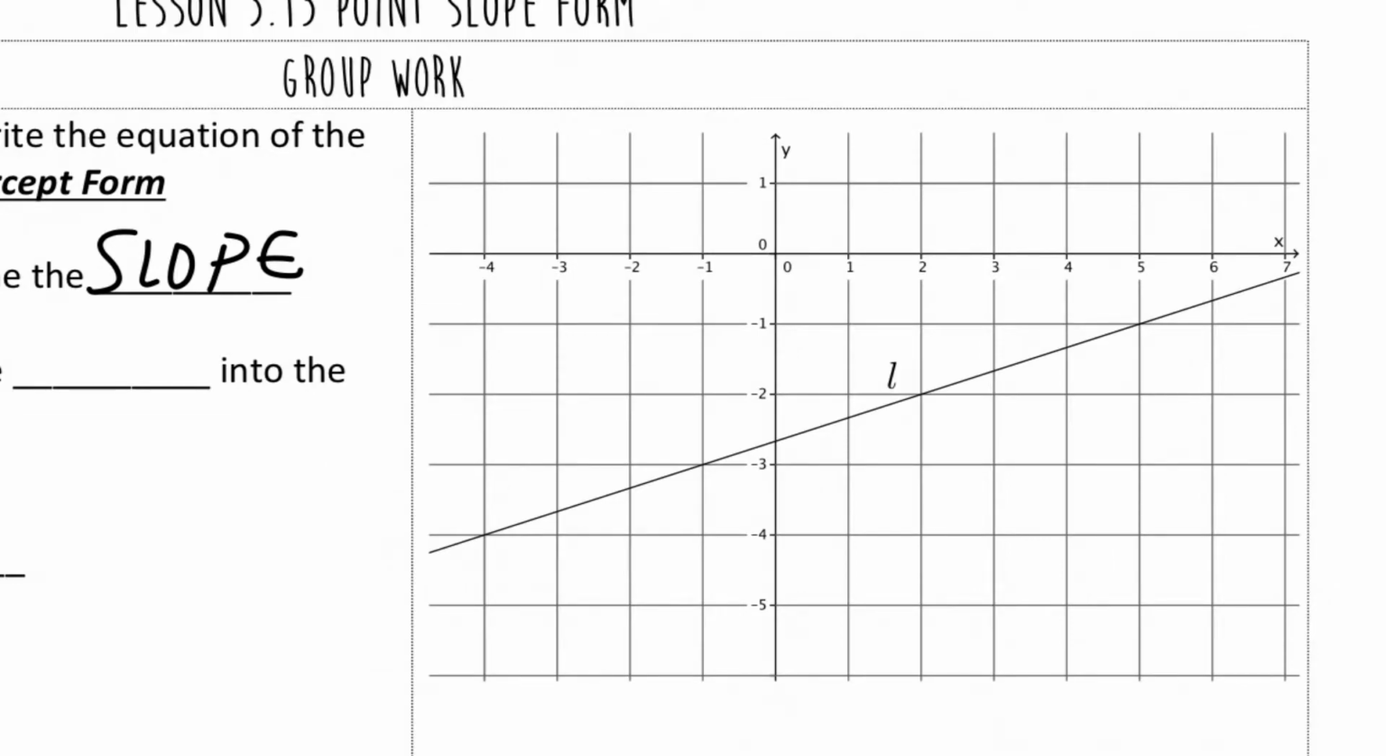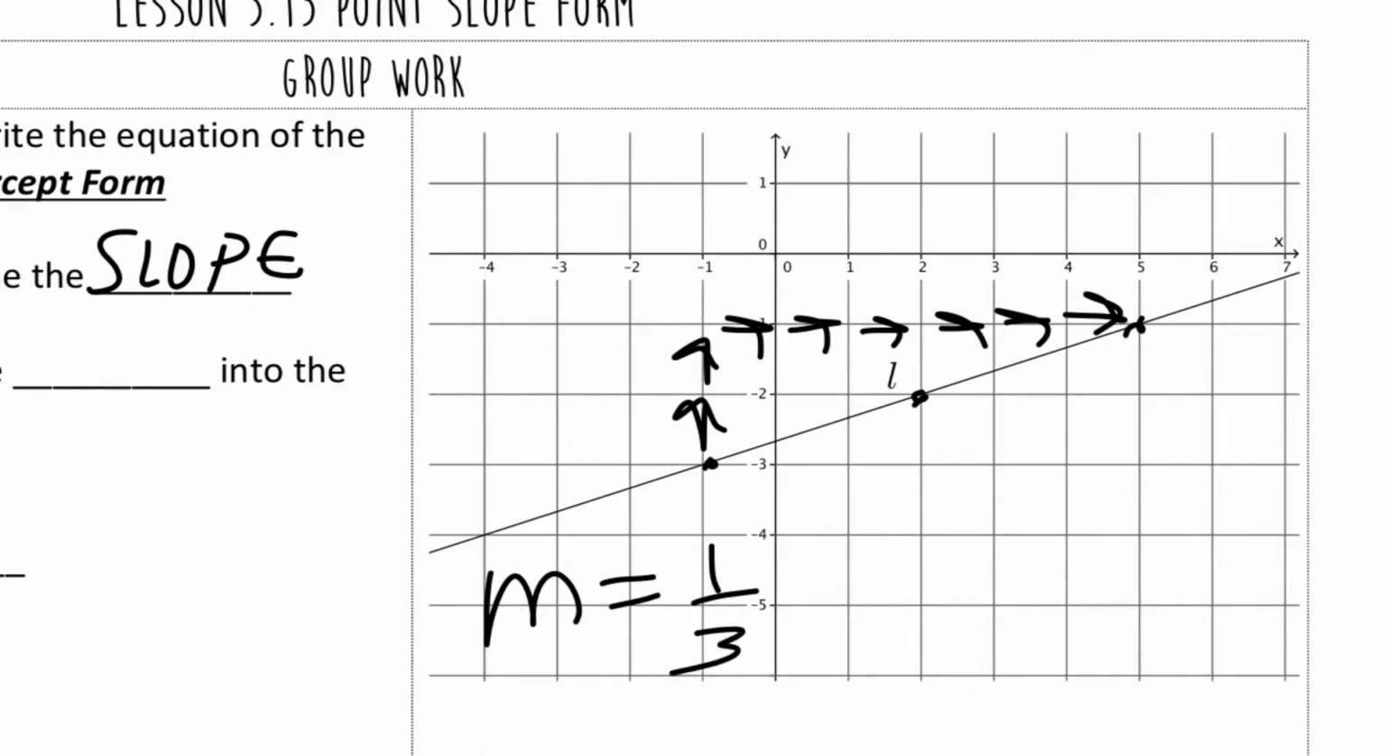Okay, so hopefully you took a moment to figure out the slope. We have a point here and a point here, so your slope would be 1, 2, 1, 2, 3, 4, 5, 6. So I guess I skipped a point, so there's one here, which means our slope is 1 over 3, so I'm going to write m equals 1 over 3.